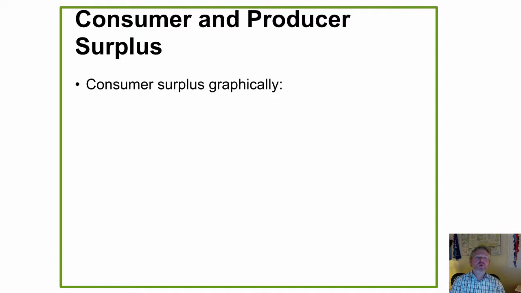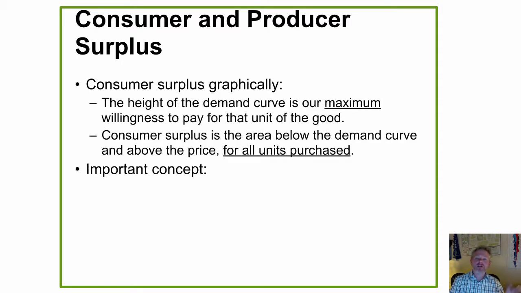All right. So what does consumer surplus look like graphically? Well, first, the height of the demand curve is our maximum willingness to pay for that unit of the good. So we did it with 3 people before when we introduced consumer surplus. Now we're going to do it for a whole bunch of people, like we normally do with our supply and demand diagrams. We usually assume lots and lots of buyers, lots and lots of sellers. So here we're going to have lots and lots of buyers, and so that height of the demand curve is going to be someone's maximum willingness to pay for that unit of the good.